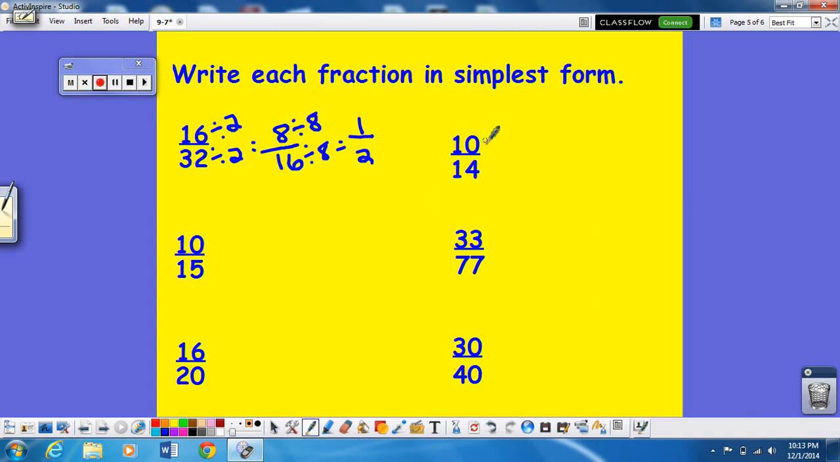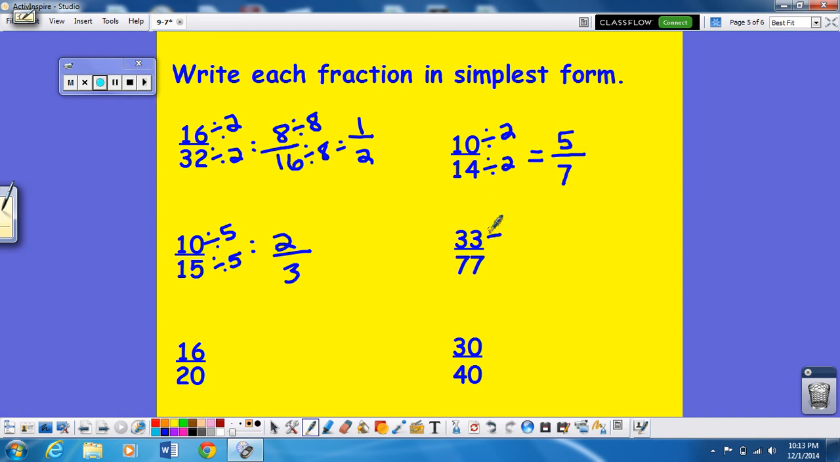10/14, both even. So I'm going to start with 2, if I don't know a better, larger number that I can start with. 10 divided by 2 is 5. 14 divided by 2 is 7. 5/7, I know there's nothing else that goes into those numbers other than 1. 10/15. These are both multiples of 5, so I'm obviously going to do 5s. 10 divided by 5 is 2. 15 divided by 5 is 3. There is nothing that goes into 2 and 3 other than 1.